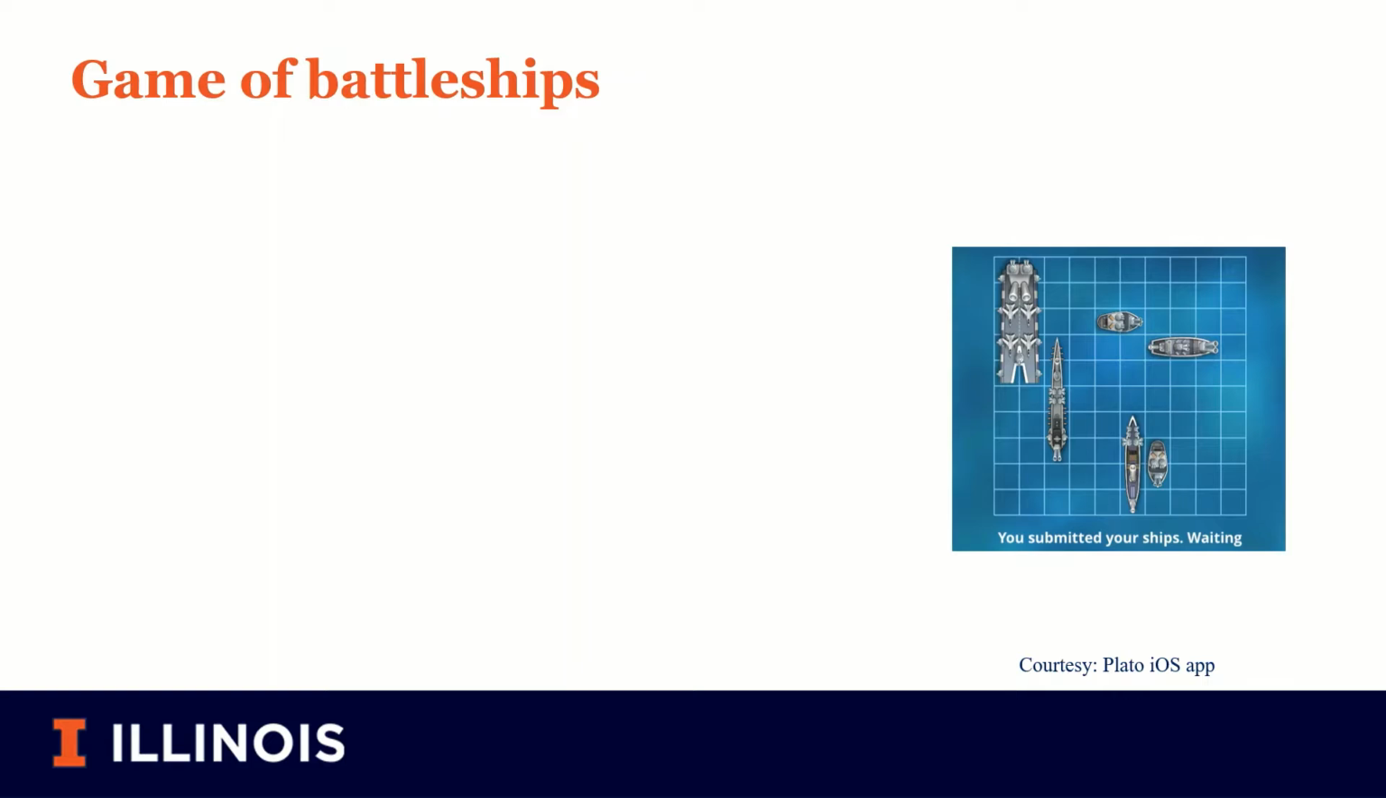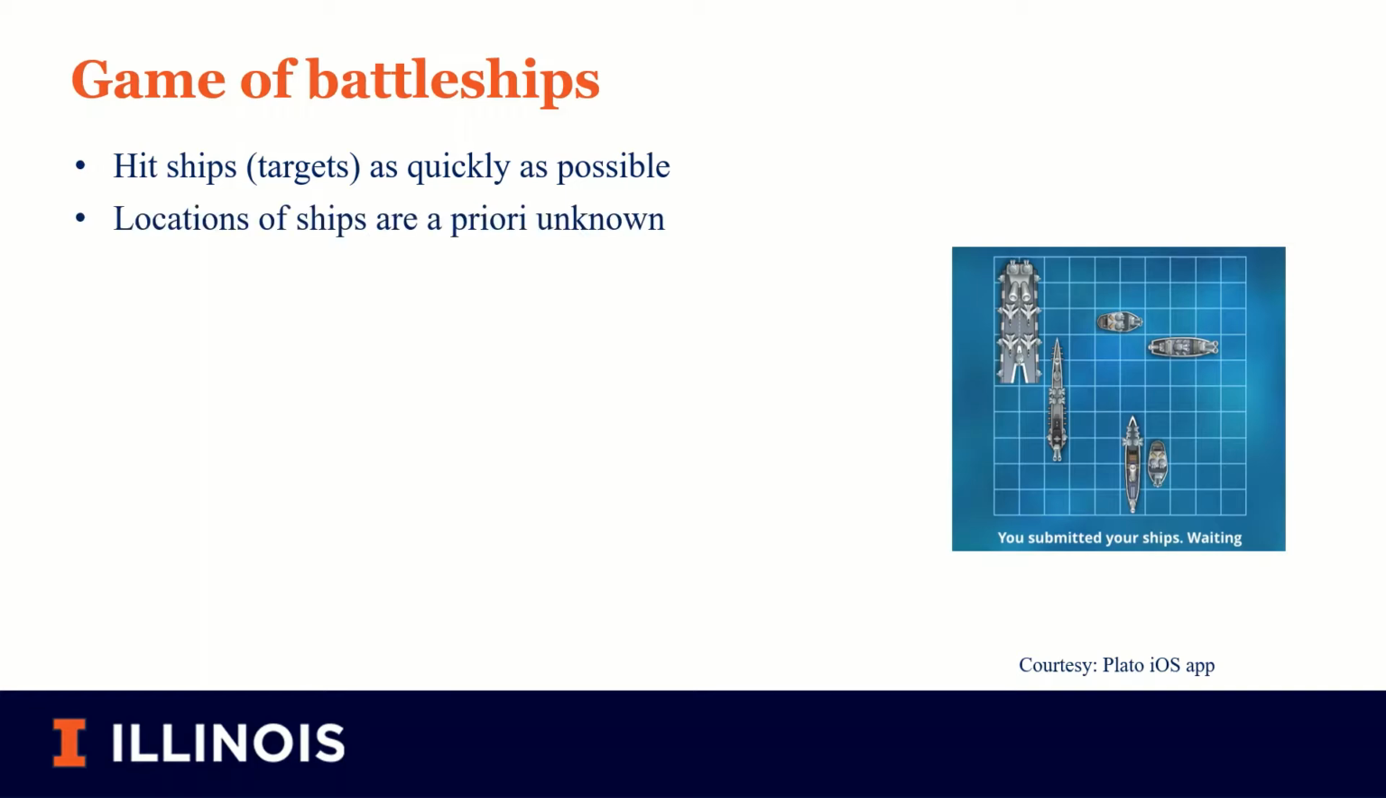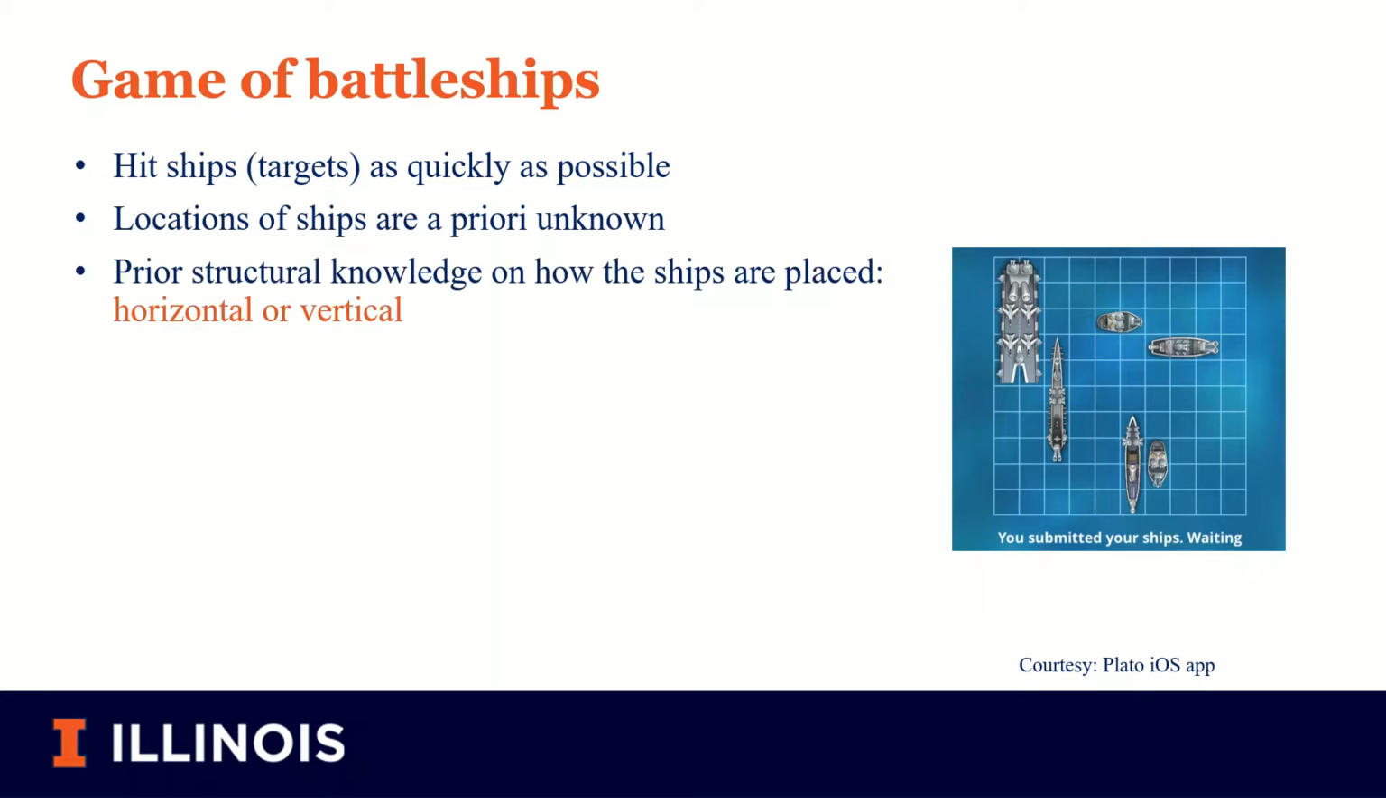First, I would like to take an analogy from the game of Battleship. So the game goes like this. There are a set of ships placed on a board, and the objective is to hit these ships as quickly as possible. And the glitch is, you don't know the location of these ships, but you have some prior knowledge on how these ships are placed. For example, in this scenario, the ships are placed either horizontally or vertically.